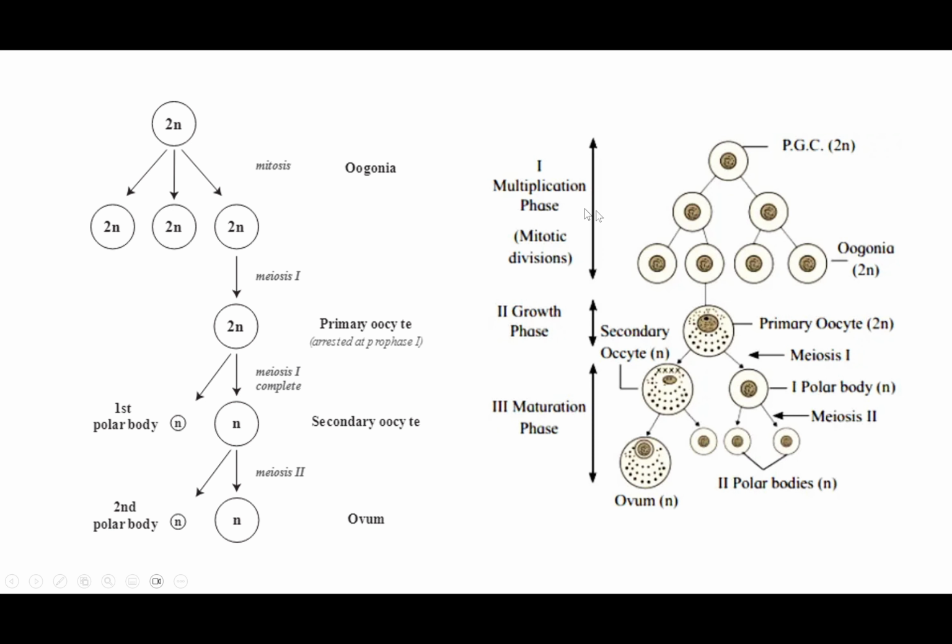Okay. So we start off with a primordial germ cell. All oogenesis starts with a primordial germ cell, which is going to be diploid. Then we're going to go through mitosis to produce two diploid cells. Remember, the primordial germ cell produces oogonia, so these are two oogonia. And then what we're going to have now is mitosis again to produce four oogonia.